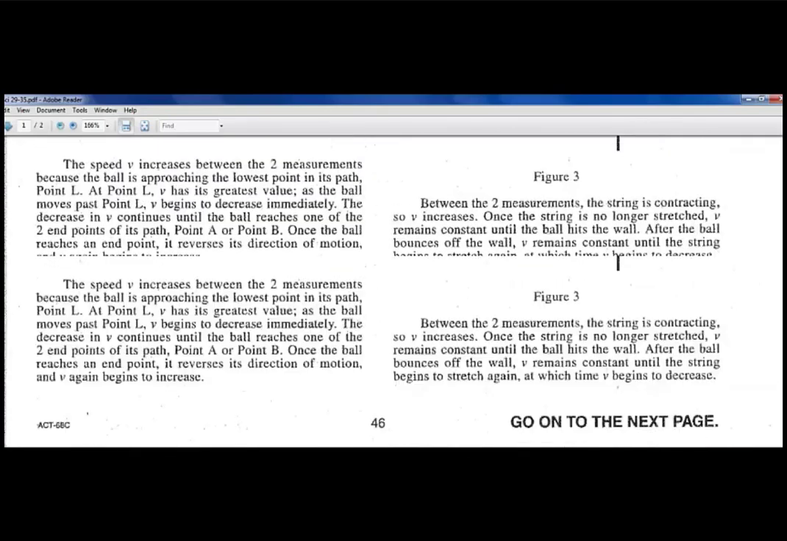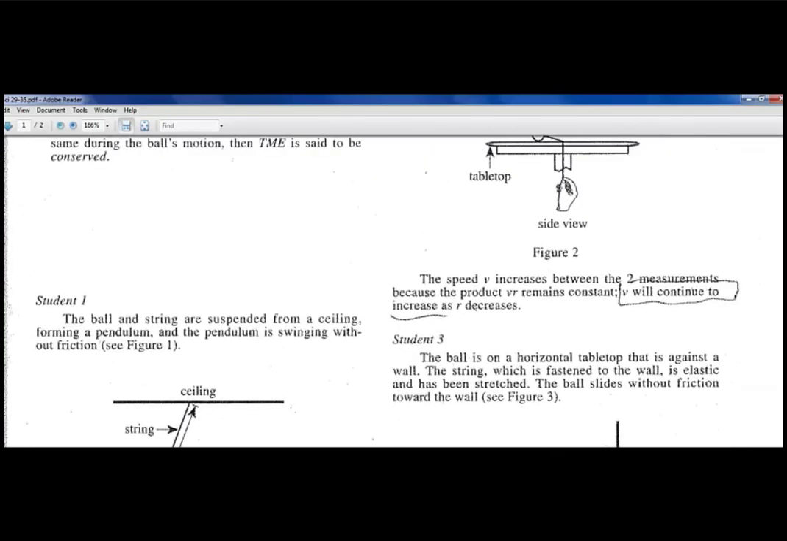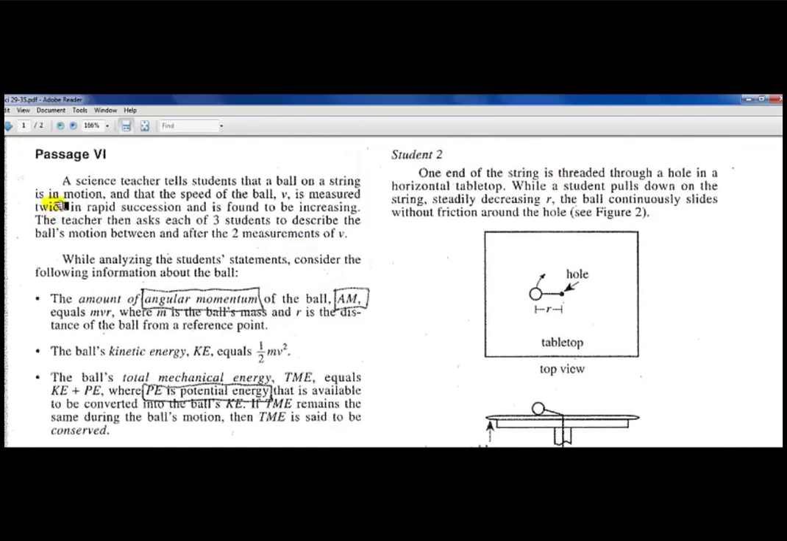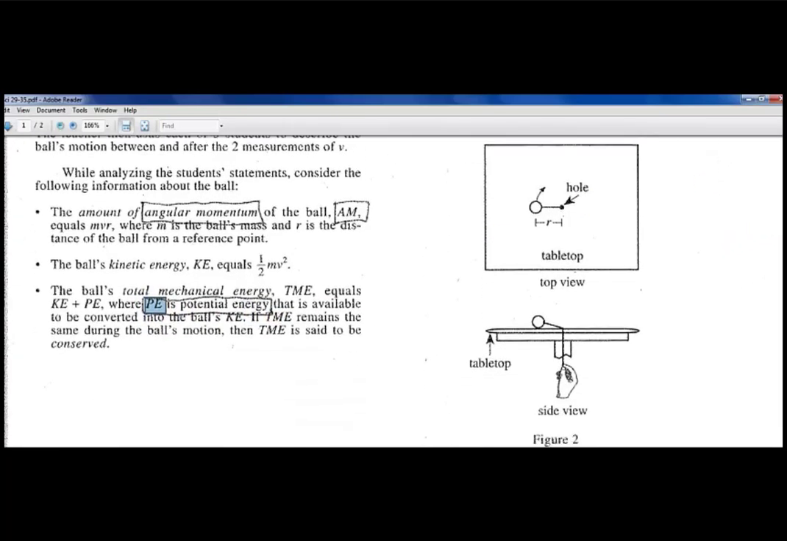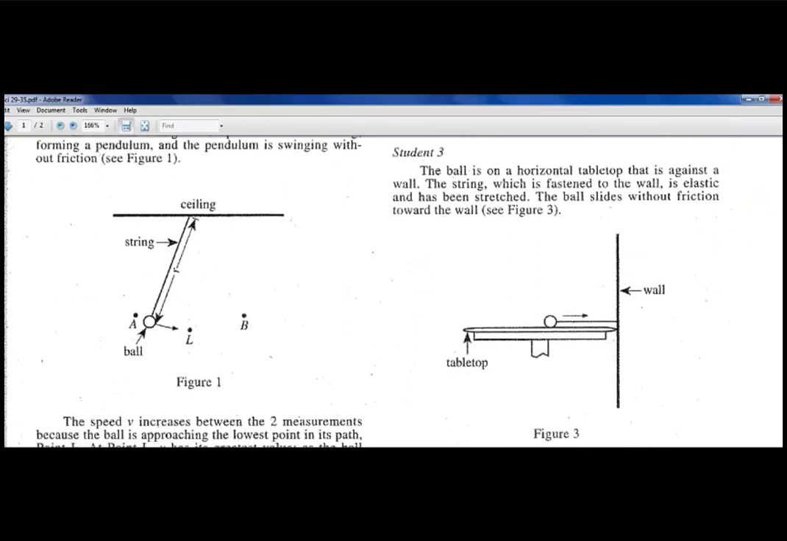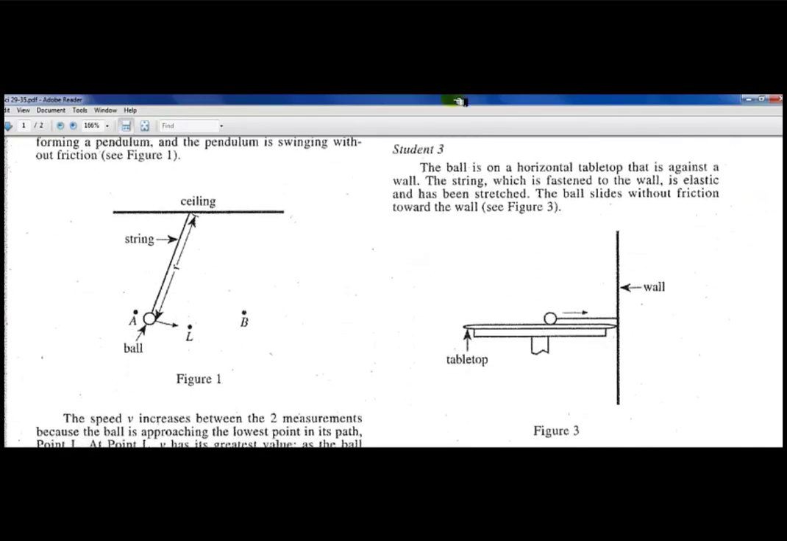Finger scan from the top of the passage to find out what PE means. When you come up here in the mini introductory paragraph, paragraph 6, we look for PE. We find PE right here, and PE says potential energy. Okay, let's go ahead and take a look at student 3, and when we find student 3 here, you see student 3 is dealing with figure 3, so we understand the setup.